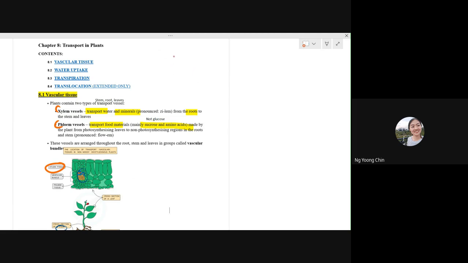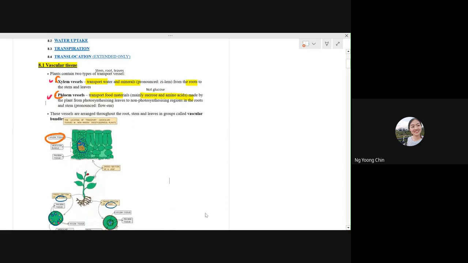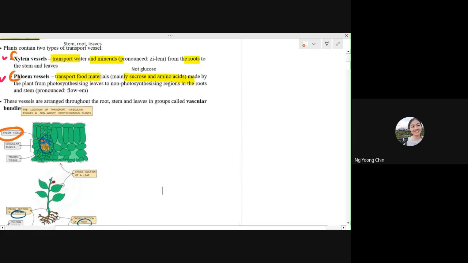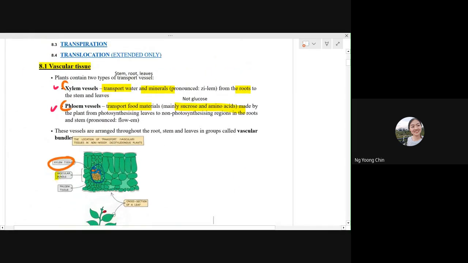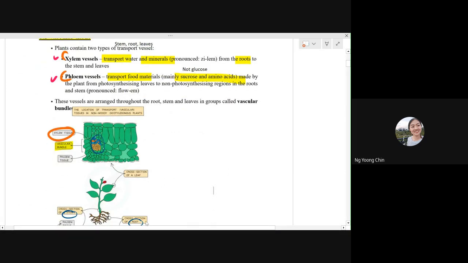So how plants are able to transport their nutrient molecules and the water is they will use their own transport system, which is comprised of the xylem and the phloem. When these xylem and phloem group together, they are known as the vascular bundle. So you should be able to visualize the positions of xylem and phloem.